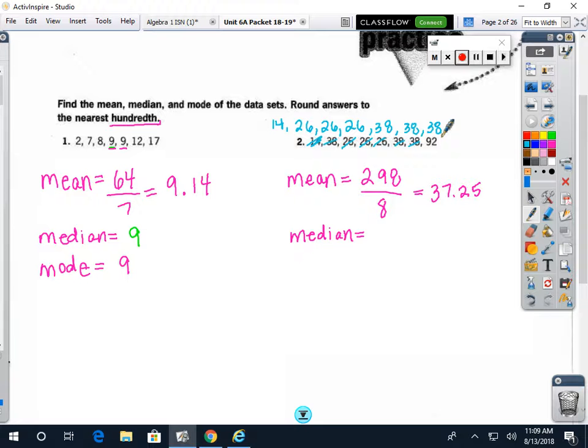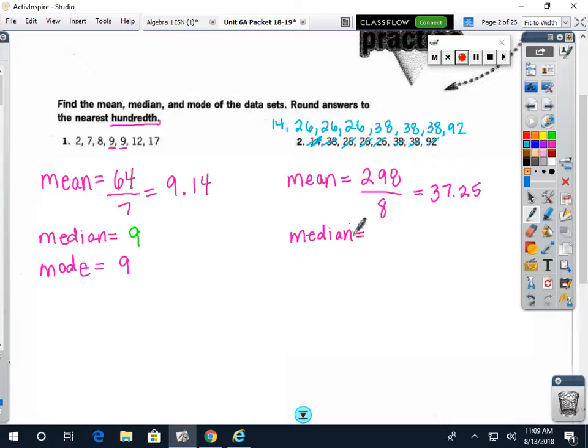And right, the 92. Anybody have a special name for that 92? Starts with an O. Out. Out what? Outlier. Outlier. It lies outside the data. See how far away 92 is from the rest of these numbers? That's called an outlier. Okay?